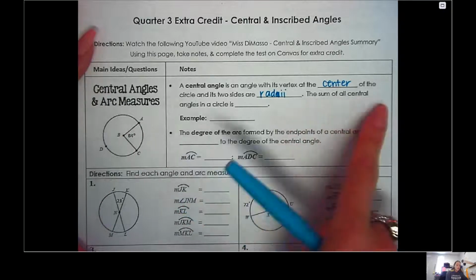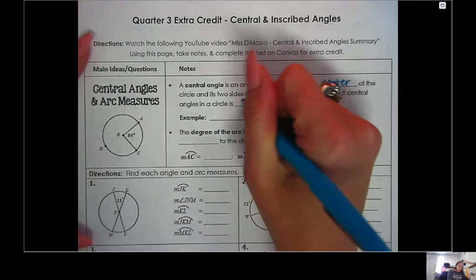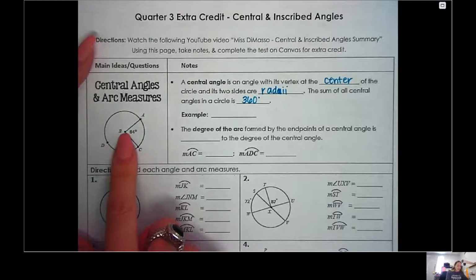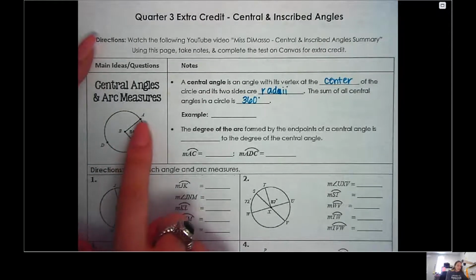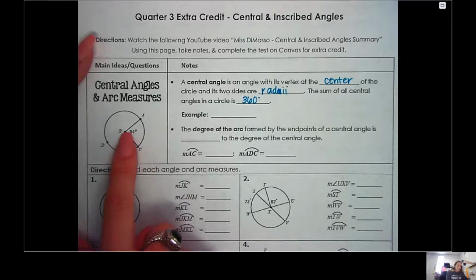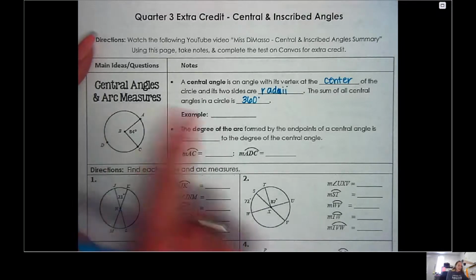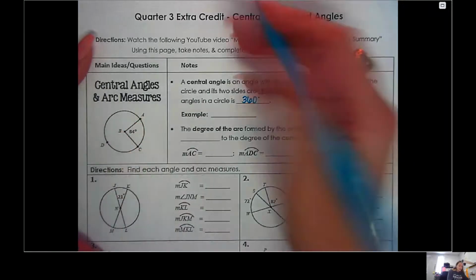The sum of all central angles in a circle is 360 degrees, and we already know that a circle is 360 degrees. In this picture, E is the center of my circle. This side is a radius from A to B, and this side is a radius from C to B. So this is an angle in the center, and it is 84 degrees. An example of a central angle is angle ABC.